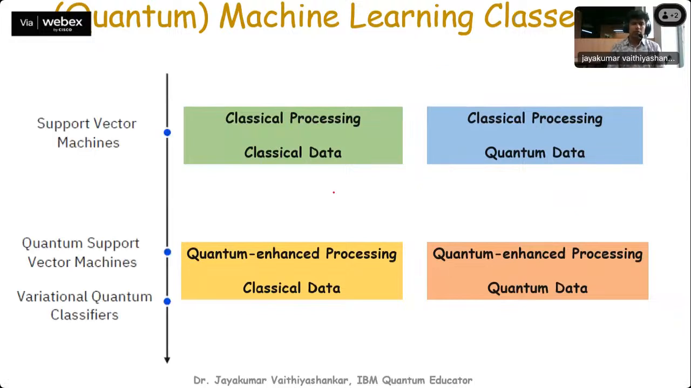The first two will represent mostly support vector machine types. The last two will represent quantum support vector machines and variational quantum classifiers. So the more you go with quantum, the more difficulty comes in implementation.